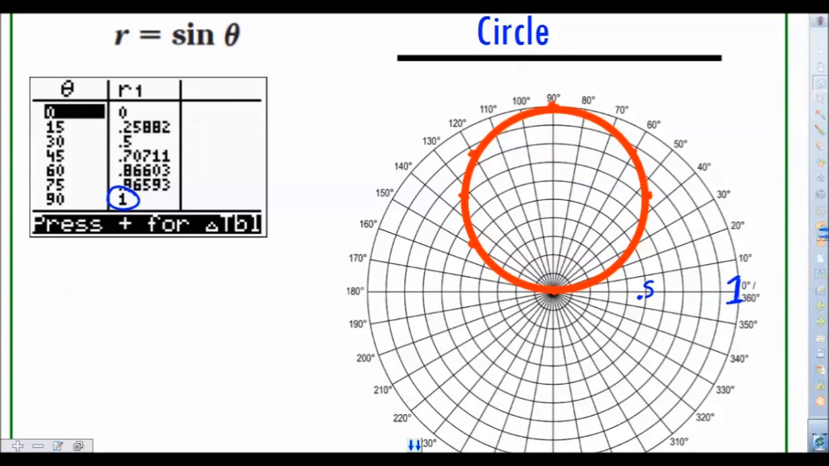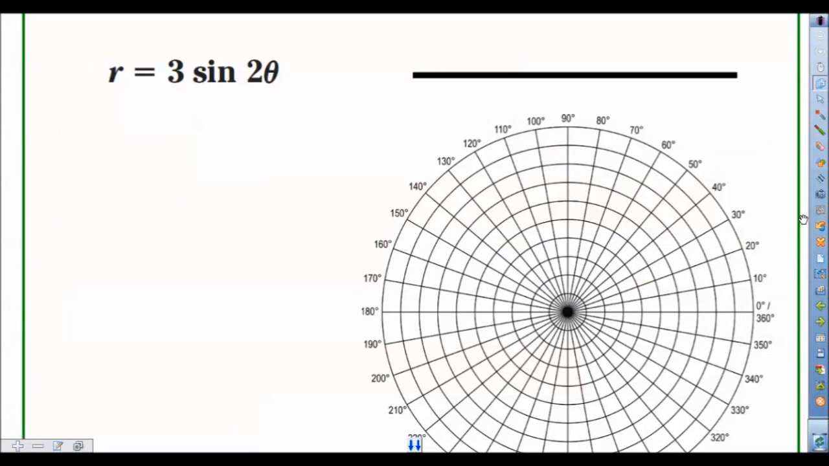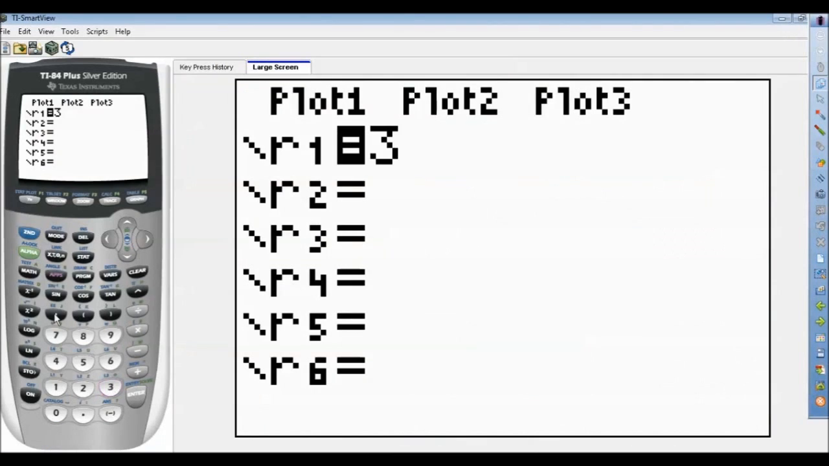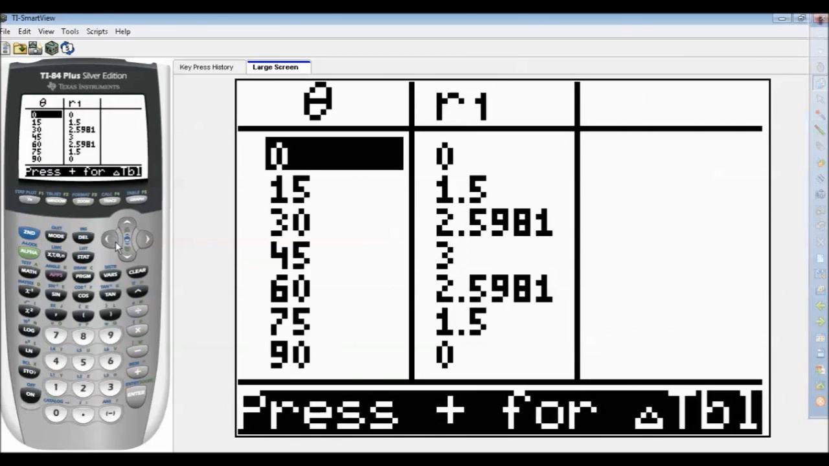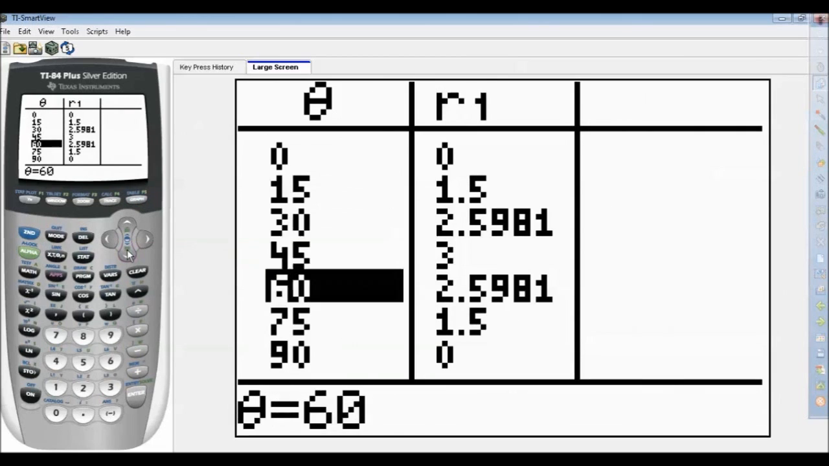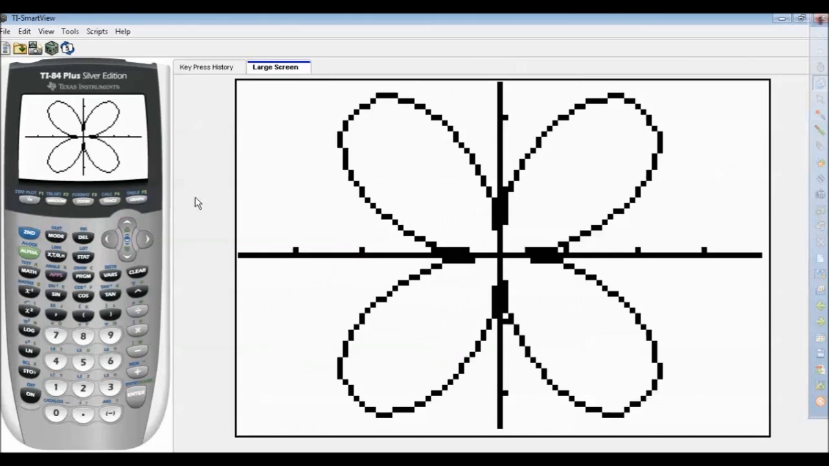Alright, let's do another one. First step, type it in. Get the graph. Go to the table. Travel for a little bit to see how far it goes. Looks like if you are paying attention here, right out there is about 45 degrees. It's about as big as it gets.